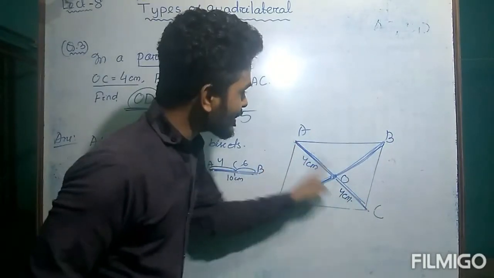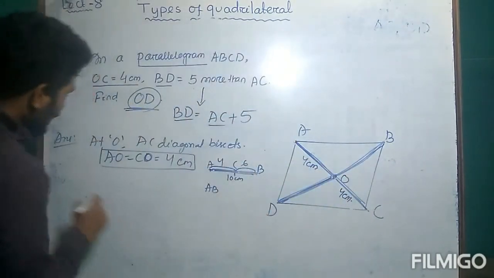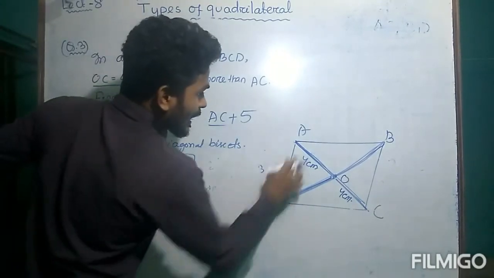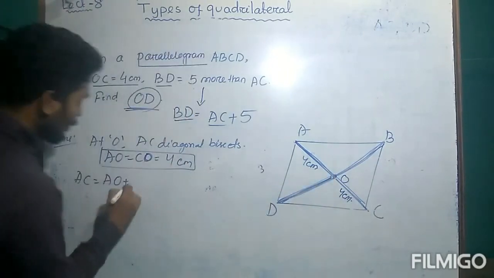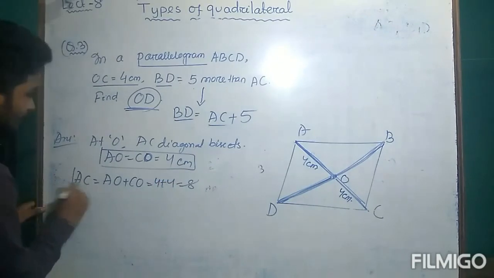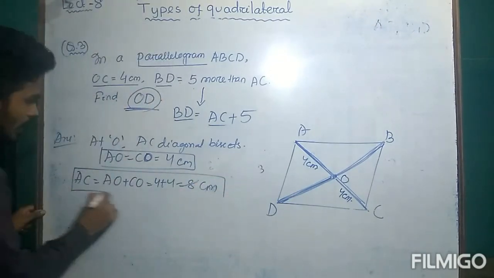Similarly the total length of this diagonal is this plus this. So AC can be written as AO plus CO. So 4 plus 4, that is 8. So this is the length of the diagonal AC.